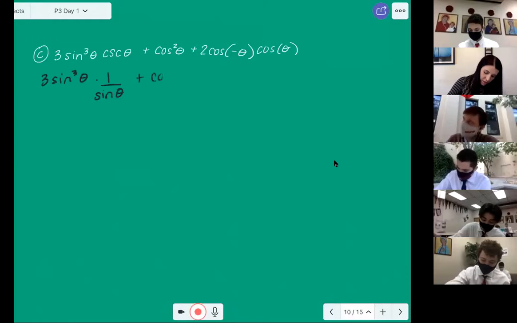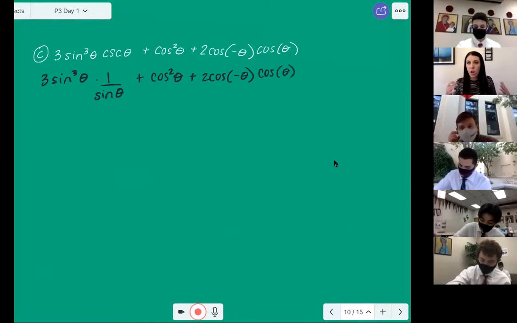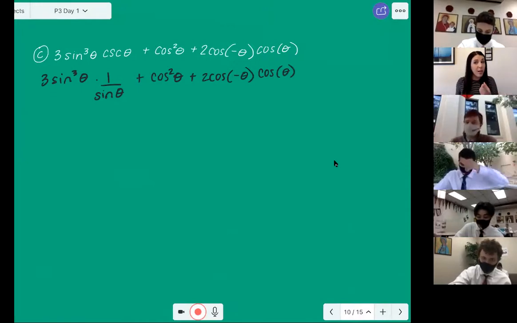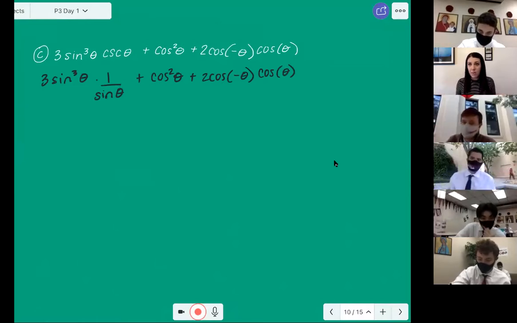Okay, so we've got plus cosine squared plus 2 cosine of negative theta times cosine of theta. Excellent job. That's a great first move. By the way, there's not one right way to get to the answer. So if you had a different first move, Jorge's first move is good. Your first move might be good. They might not be the same.